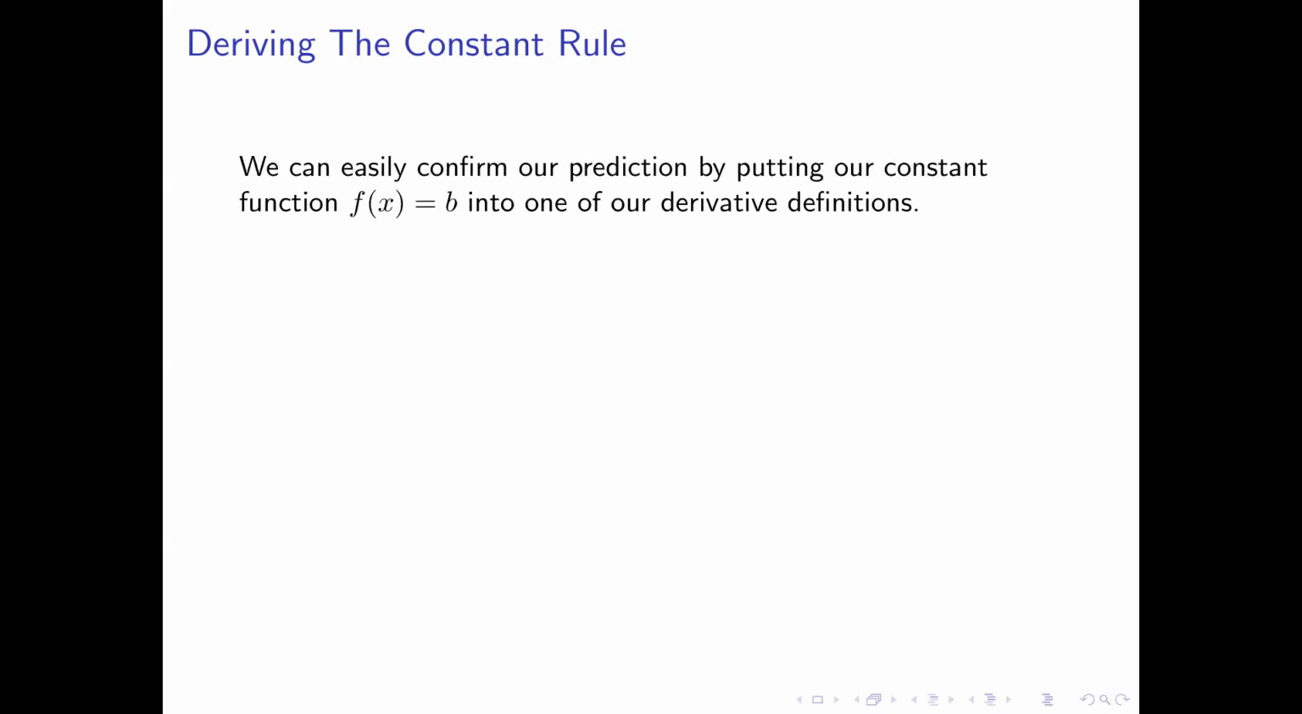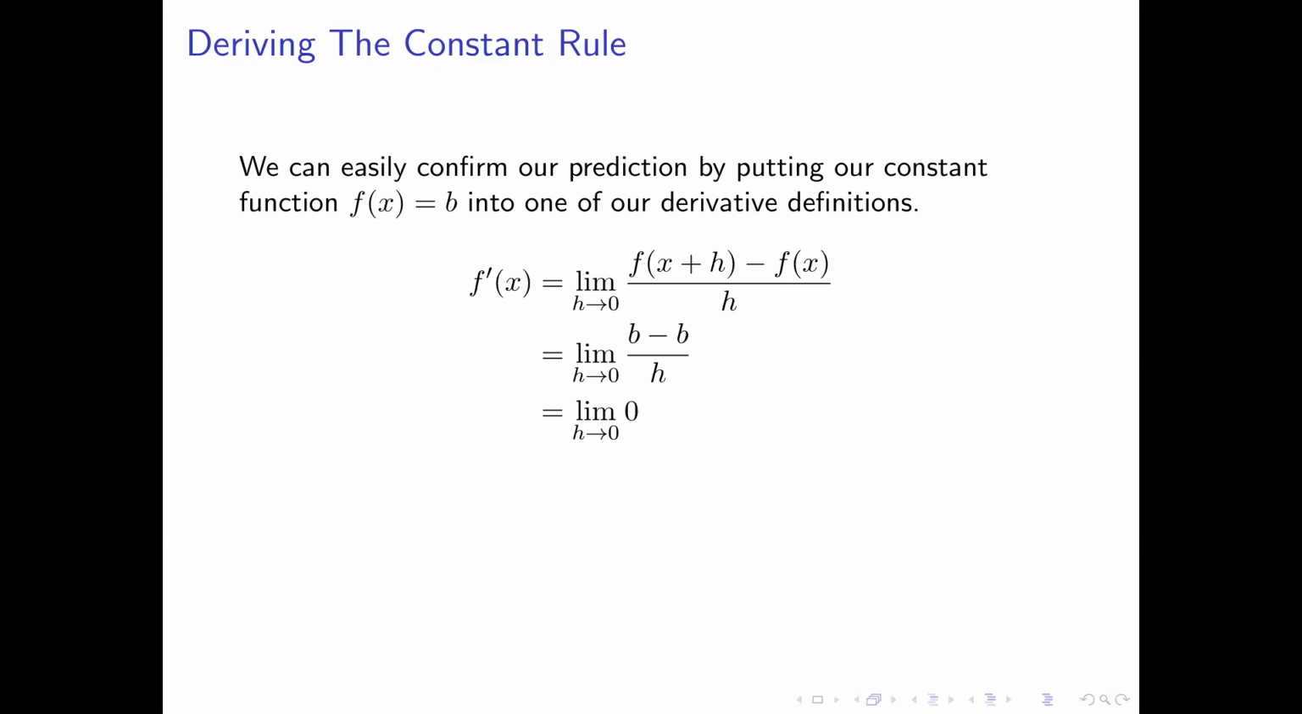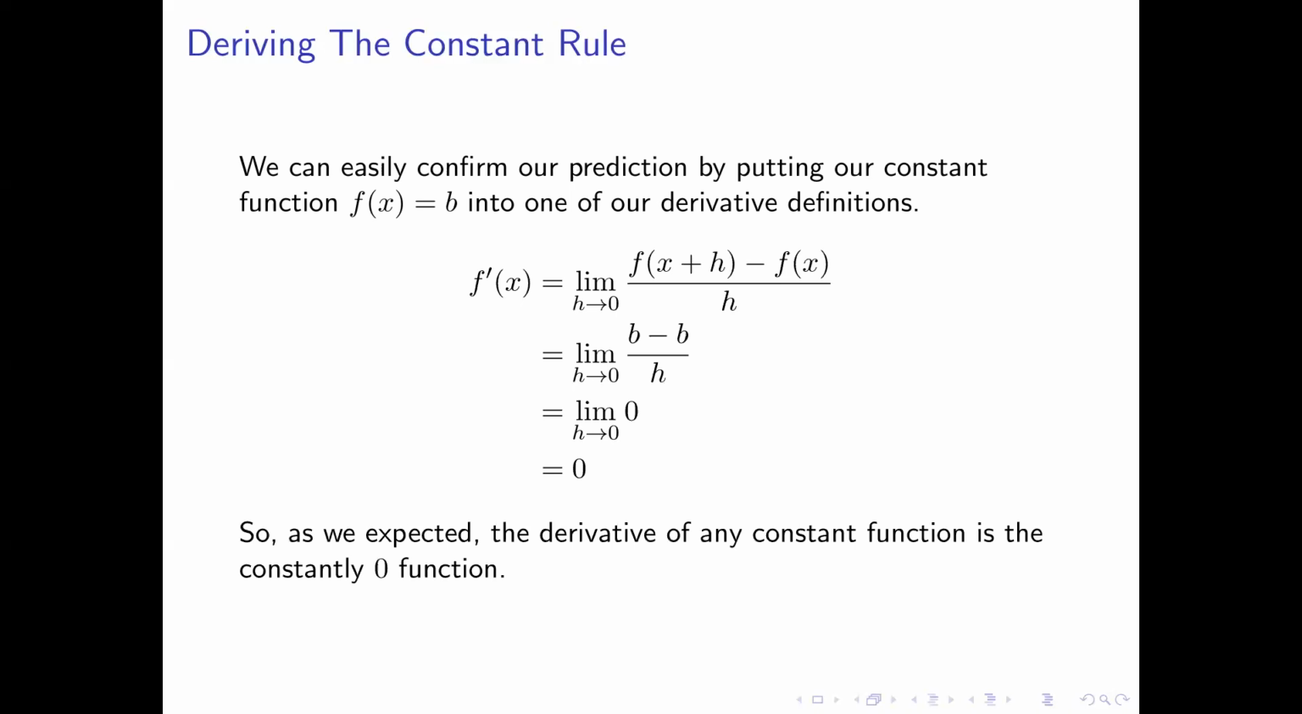We're going to derive the constant rule for derivatives by using the definition of a derivative. So let's take our constant function f of x equals b and put it into one of our derivative definitions. We'll use the first definition that we introduced in our study of derivatives. So the derivative f prime of x for our constant function will be this limit. And here, both f of x plus h and f of x are equal to b, because f of x is equal to b for any value of x. So in the numerator, we just have b minus b. That simplifies to 0. And so we're taking the limit as h approaches 0 of the constant 0. And since the limit of any constant is just that constant value, that limit is equal to 0. So this confirms what we predicted. The derivative of any constant function is the constantly 0 function.